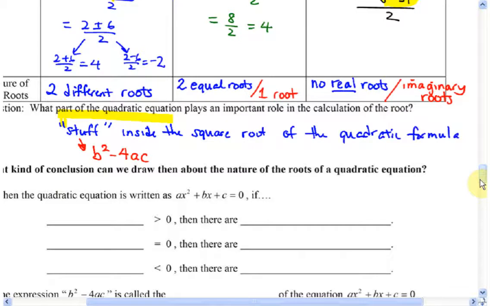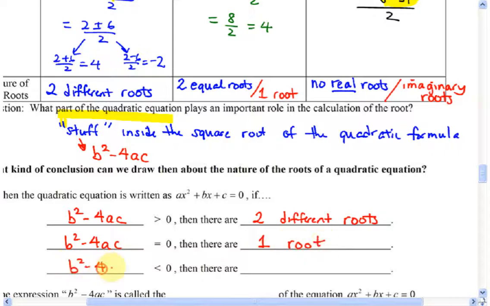And this is the thing I want you to think about. When the quadratic equation is written in this form, ax squared plus bx plus c equals 0, if b squared minus 4ac, that stuff, is greater than 0, then how many roots are there? Two. Good. Two different roots. And if b squared minus 4ac is equal to 0, how many? Just one. One root. And if b squared minus 4ac is less than 0, then there are no real roots. Okay?